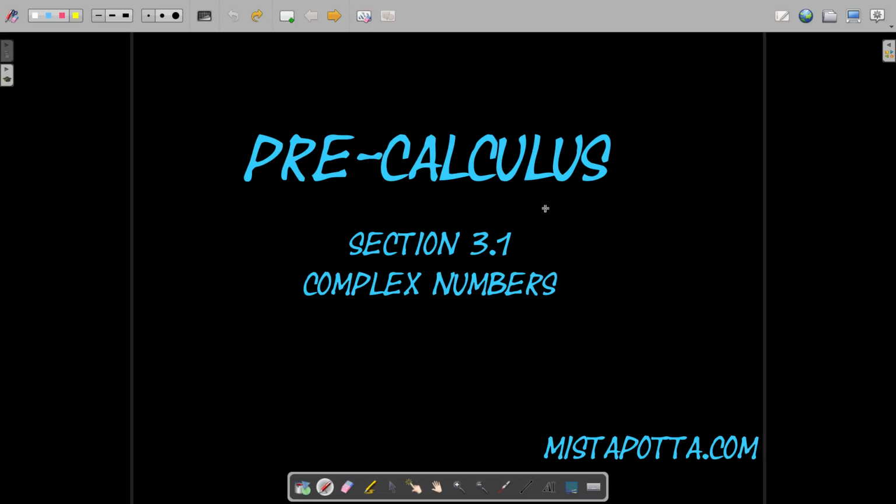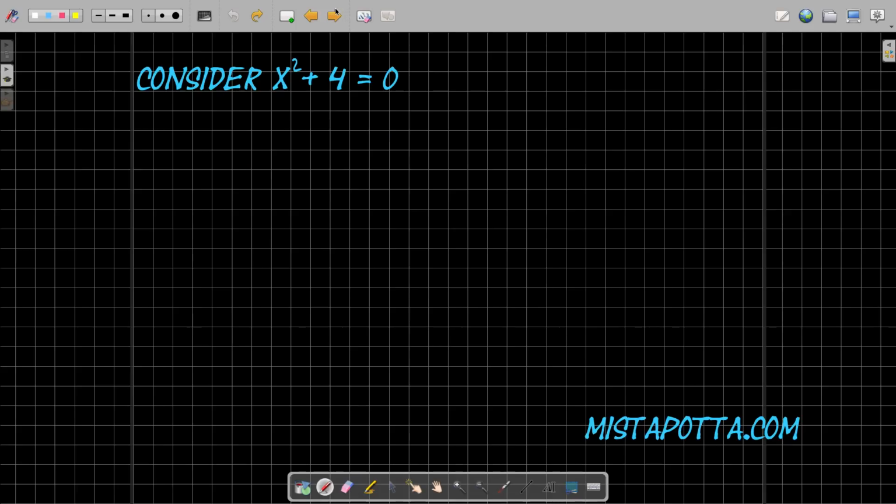We've talked a little bit about this in our Algebra 2 class, but in pre-calculus, we actually need to understand quite a bit about complex numbers because they have a large bearing on a lot of the things we're going to talk about throughout this course. So first, I want to introduce the idea of an imaginary number.